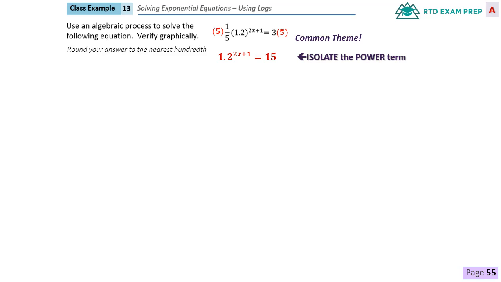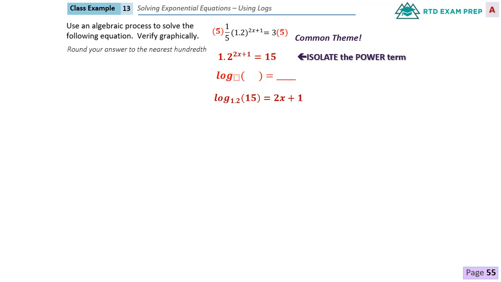So a common theme that we'll start with is the idea of isolating the power term. Here, the 1/5 out in front is a coefficient, whereas the 1.2 is actually the base of the power. So in order to convert to logarithmic form, we must first isolate the power of 1.2 to 2x plus 1, and we do that by multiplying both sides by 5. This cancels out the 1/5 on the left side and gives us the right side equal to 15.